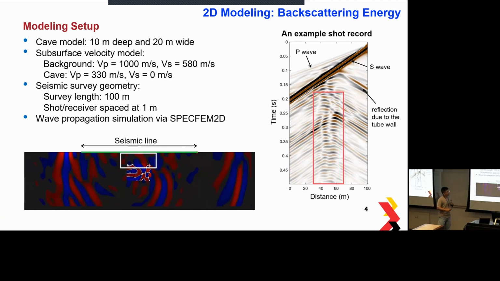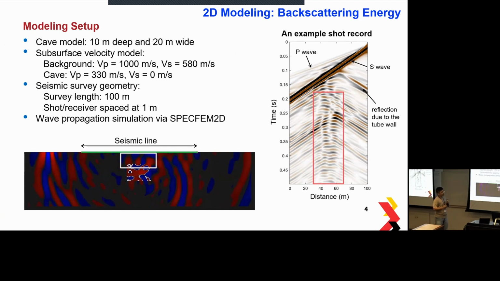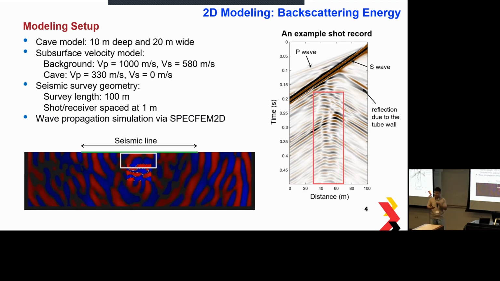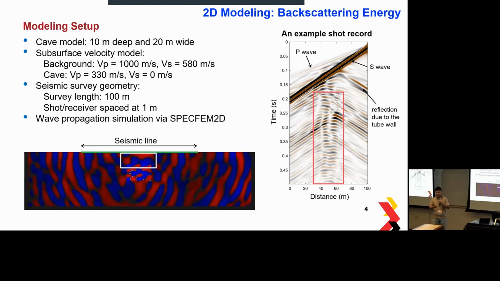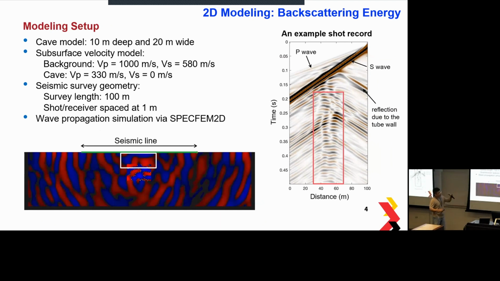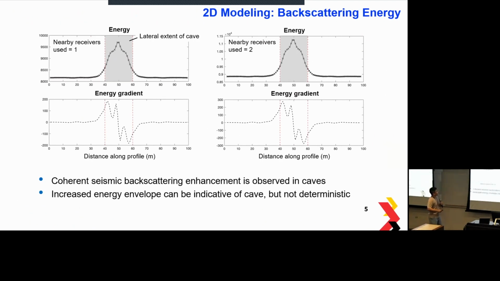On this shot record on the right-hand side, both P and S waves are visible, and the wave pattern outlined in the right box shows the back scattering between the free surface and the top of the lava tube. So if we quantify the seismic energy within this window, by grouping the neighboring traces of each shot and calculating the total seismic energy in the time window, we can identify coherent seismic backscattering enhancement within the lateral extent of the cave.